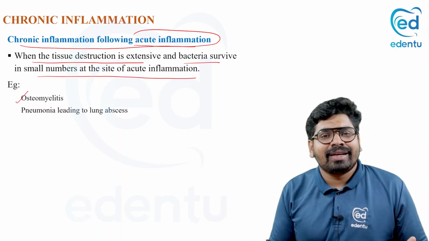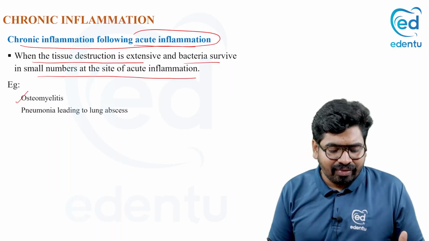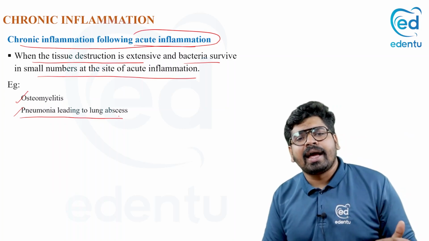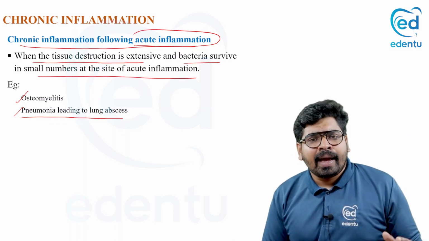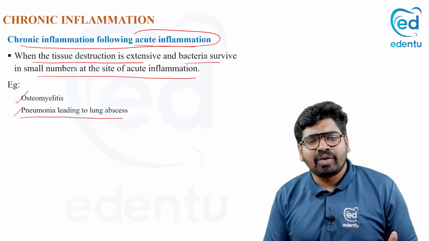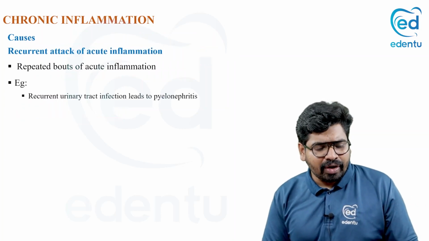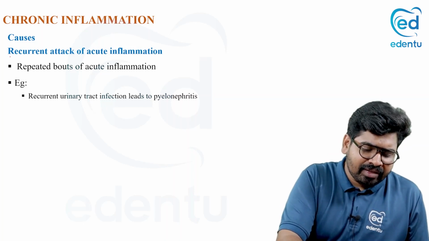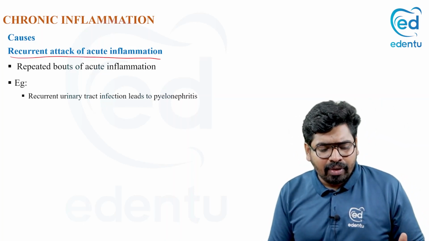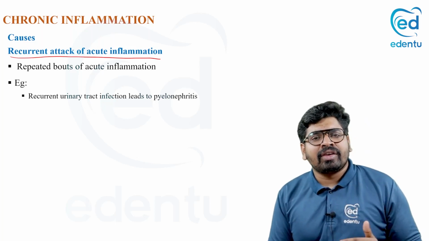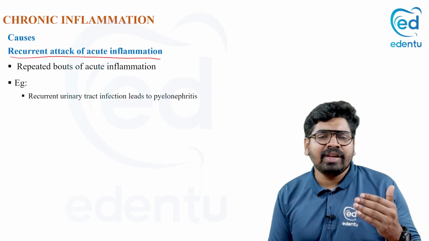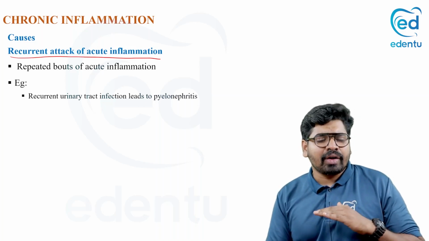So osteomyelitis can transform into a chronic inflammation, or it can happen in a pneumonia, in a lung abscess. In a lung abscess, if some of the organisms remain in a chronic stage, it can lead to chronic pneumonias. Now coming to the next reason, the recurrent attack of acute inflammation. I have told you the acute inflammation is coming again and again, and it will be retained in the body as a chronic inflammation.